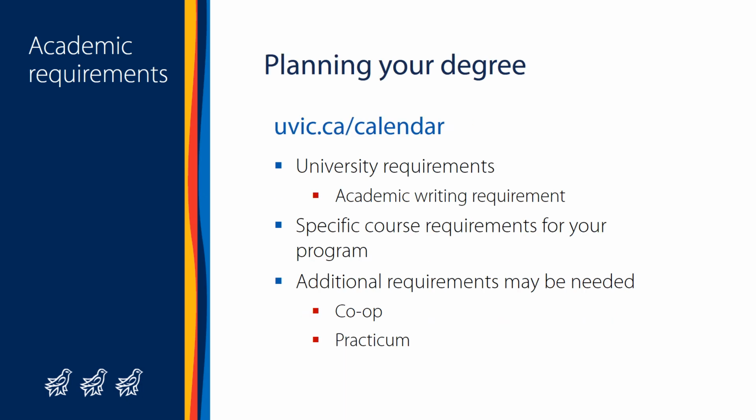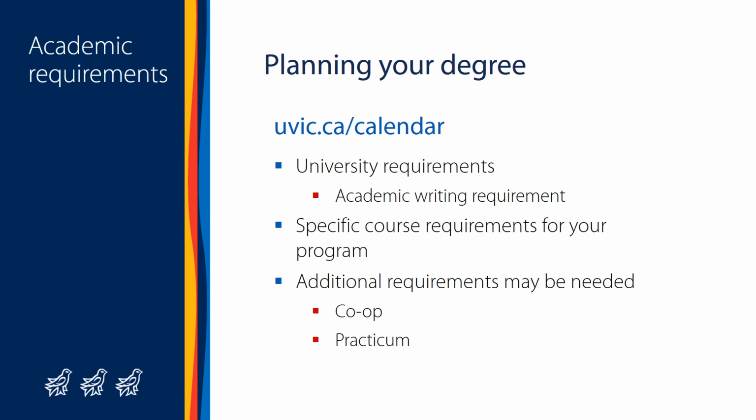So when you're planning your degree, there are a few different levels of consideration that you'll need to make. First off are university-wide requirements. Requirements of every student at the university regardless of program, namely the academic writing requirement, and I'll talk about that in just a minute. You'll also have specific course requirements depending on the program, the major, the minor, the concentration that you're looking to achieve.